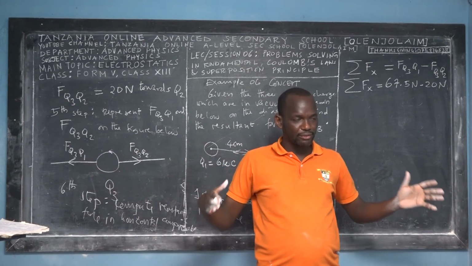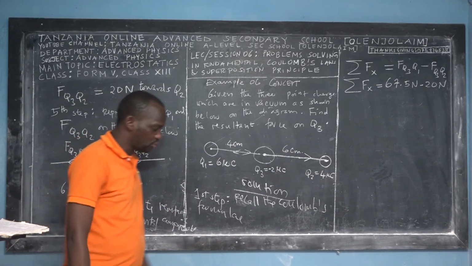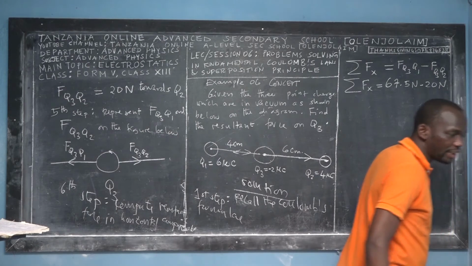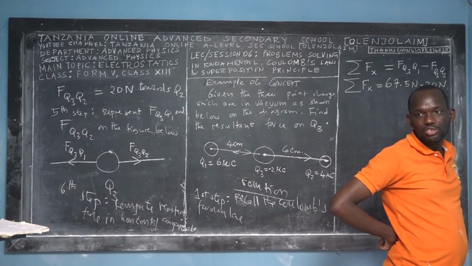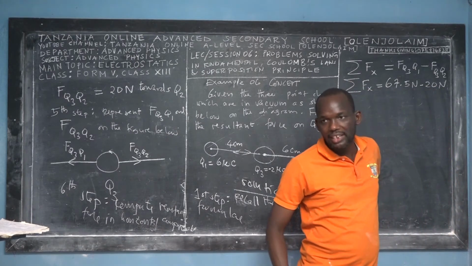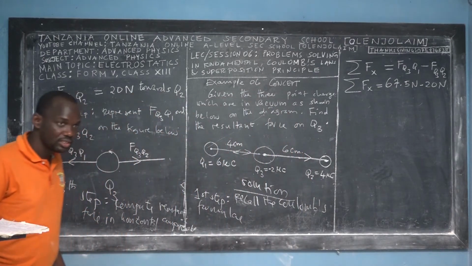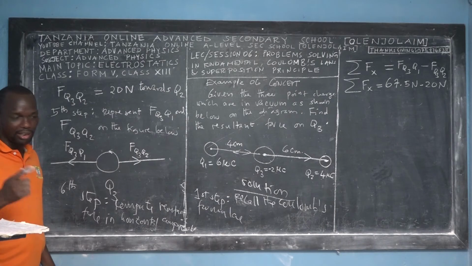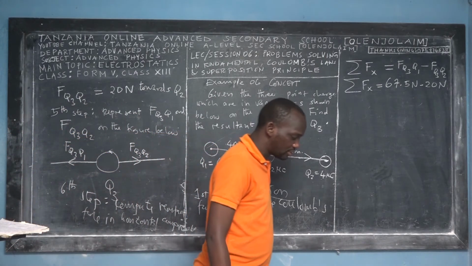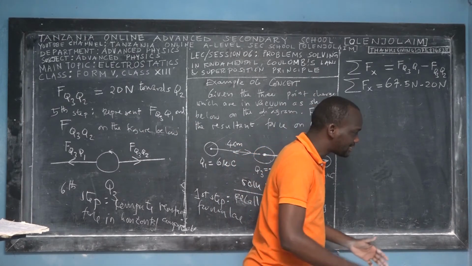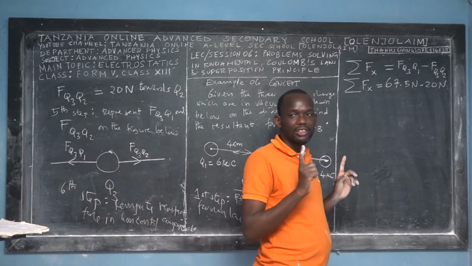When you say that we are adding forces, for example, myself, it's just simple, right? I'm moving with 67.5 newtons. And when I reach here, somebody is going to push me forward with 20 newtons. What happens? I'll be moving with 20 newtons plus 67.5 newtons. But imagine that I'm moving with 67.5 newtons, and then here somebody is pushing me back with 20 newtons. What happens? If I keep on moving, I won't move with the same speed.